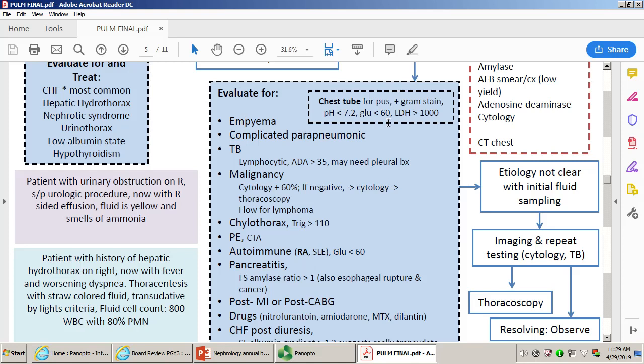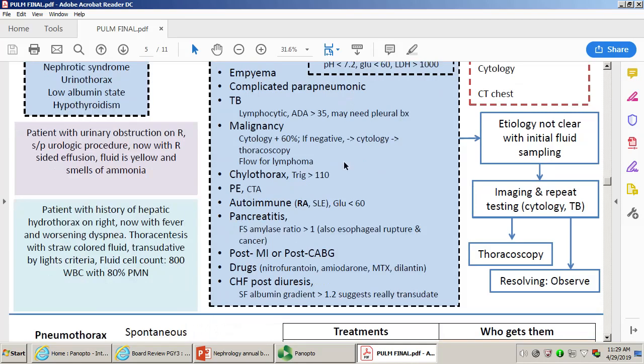So we talked about the empyema, and knowing when to put in a chest tube. If there's pus, any positive gram stain, low pH, low glucose, high LDH, give them a chest tube and give source control for that abscess. TB is usually lymphocytic, maybe bloody. The adenosine deaminase can give you a clue, so it's helpful if it's usually around 35 or 40. But all of your other stuff like AFB smears and cultures are not going to be helpful. So if you're still thinking TB, then your next step is going to be a pleuroscopy with pleural biopsy.